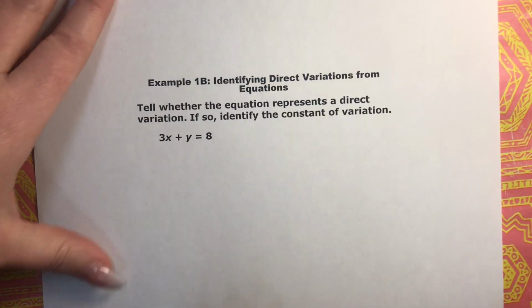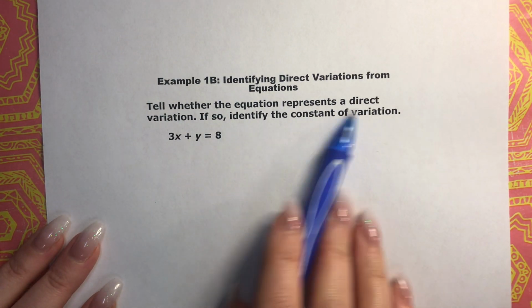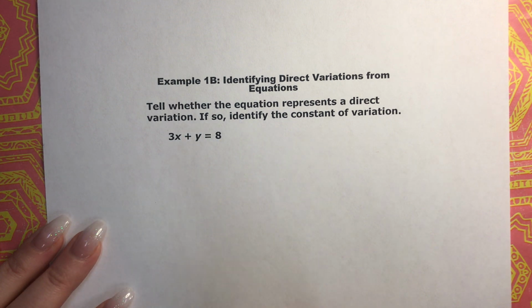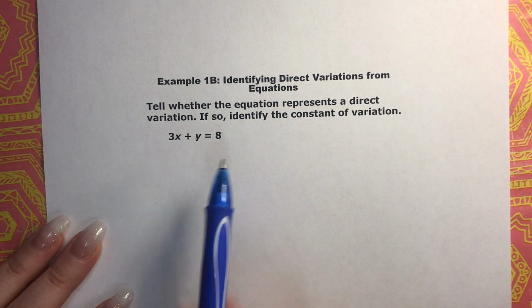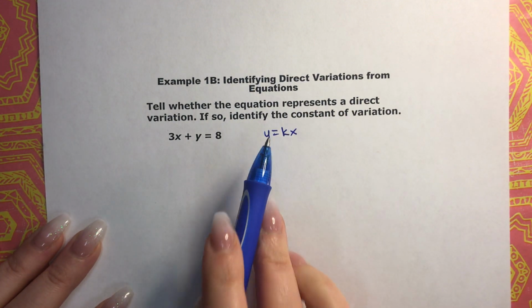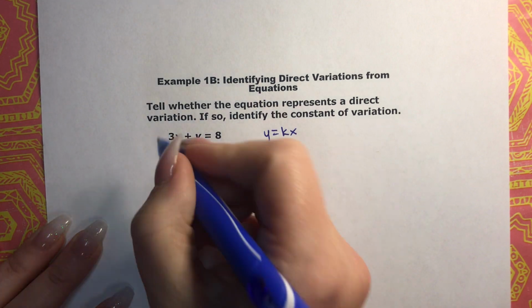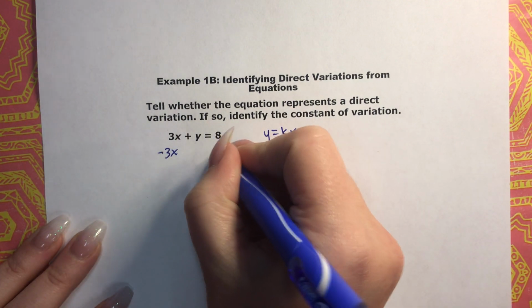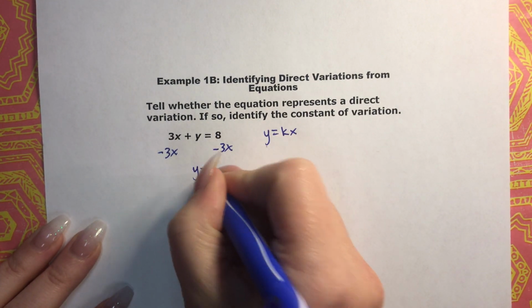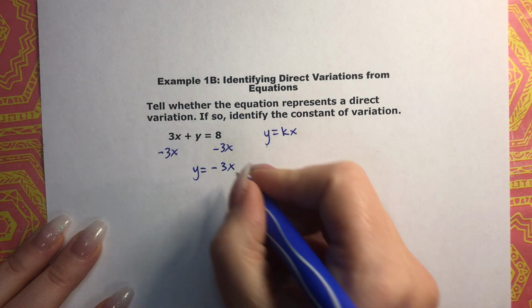All right, let's look at the next one, 1b. It says tell whether the equation represents a direct variation. If so, identify the constant of variation. All right, cool. So we are finding to see if it's a direct variation, y equals kx, right? That means y needs to be by itself. Is y by itself? No, it's not. So we need to make y by itself. So we're going to get rid of this 3x by doing the inverse operations. And we end up with, we're going to write that x first.